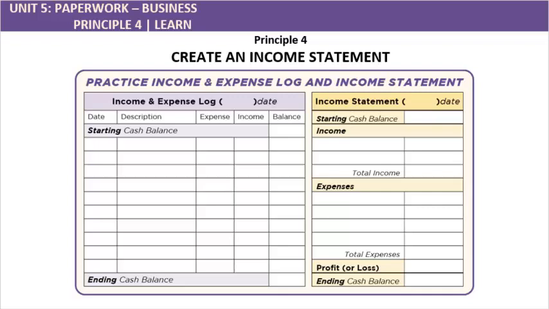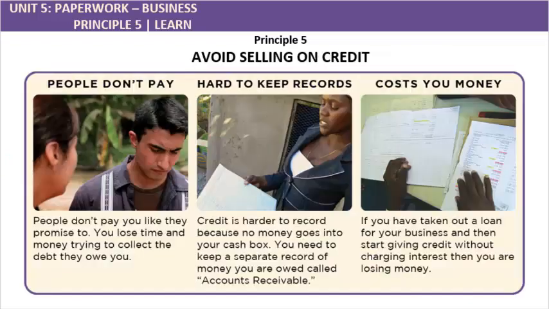Okay, so kindly let us move to the next principle. Principle number 5: avoid selling on credit.